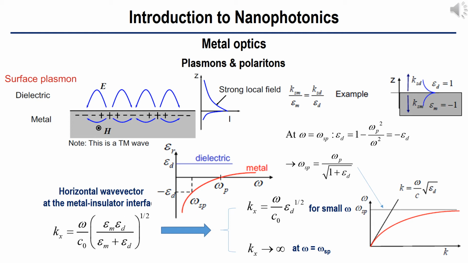At certain frequency, metal and insulator would have exactly the same absolute value of dielectric constant satisfying epsilon sub m equal to minus epsilon sub d. At this frequency, wave vector diverges because the denominator approaches zero. This frequency is called the surface plasmon frequency or omega sub sp. If the frequency is greater than omega sub sp, neither propagation nor vibration is allowed. Therefore, omega sub sp is the limit of the frequency for the formation of surface plasmon polariton.